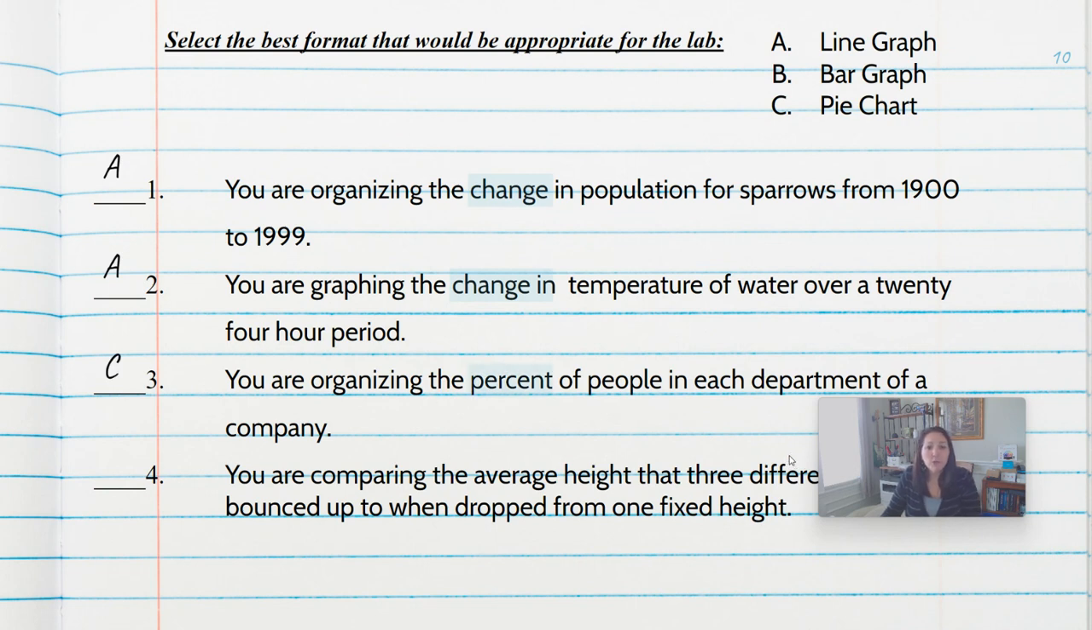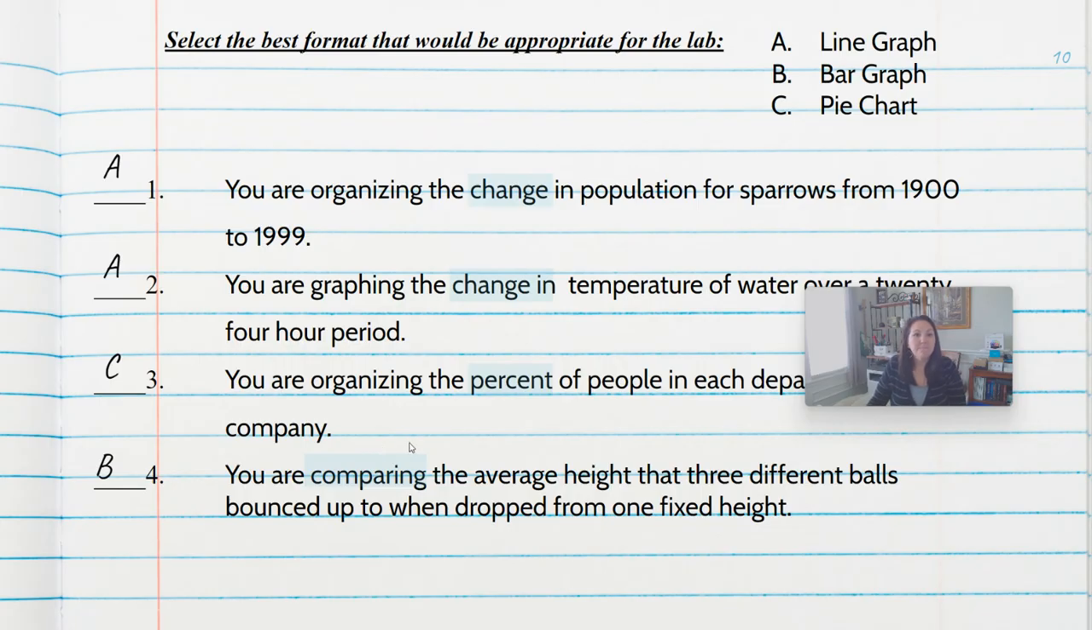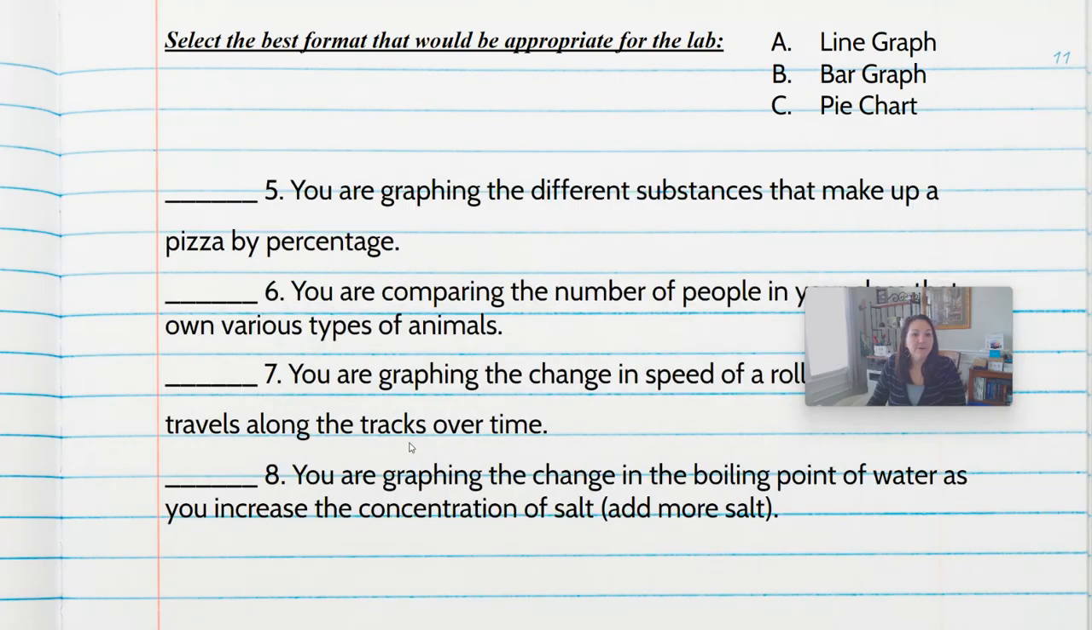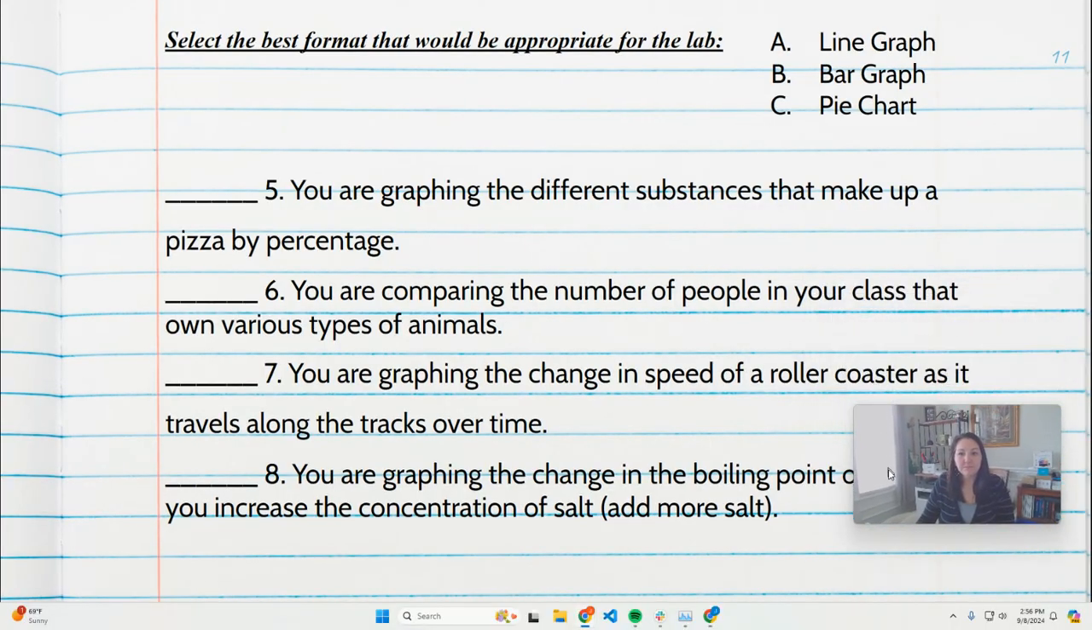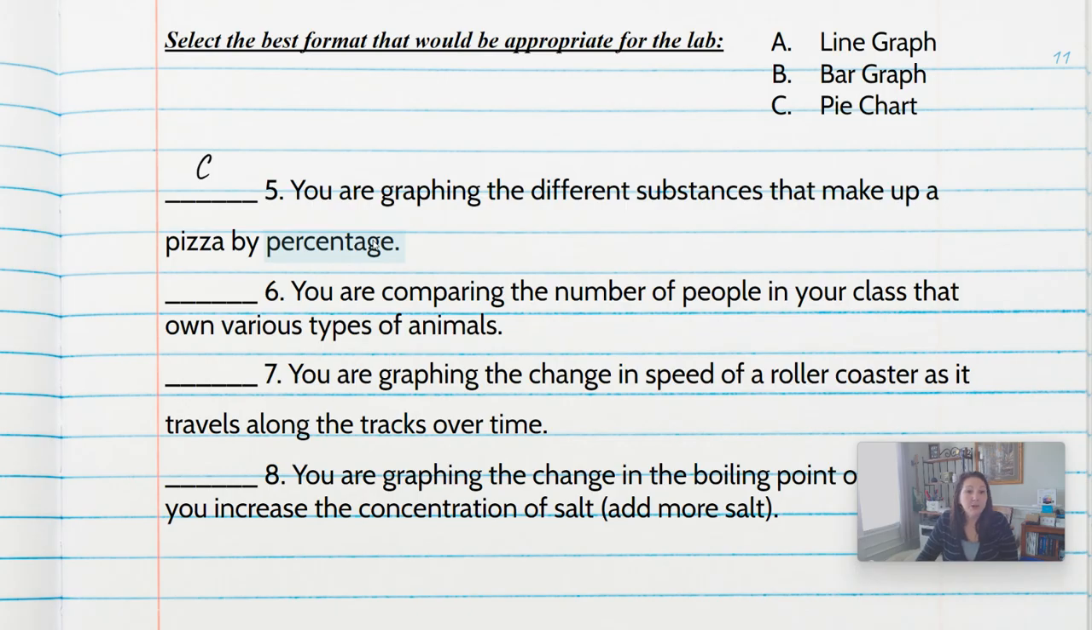Number 4, you are comparing the average height that 3 different balls bounce up when dropped from one fixed height. Now this is a comparison, ball A, ball B, ball C. And when we compare, we want to use a bar graph. So that would be B. All right. We got a couple more to go through. Number 5, you are graphing the different substances that make up a pizza by percentages. Again, a percent is a pie chart. We want to do percent of the whole. So number 5 would be a pie chart.